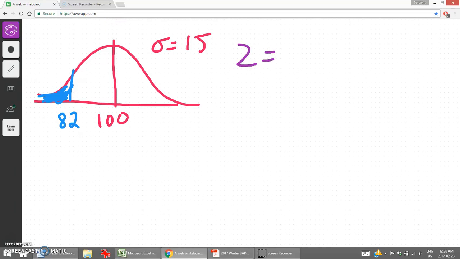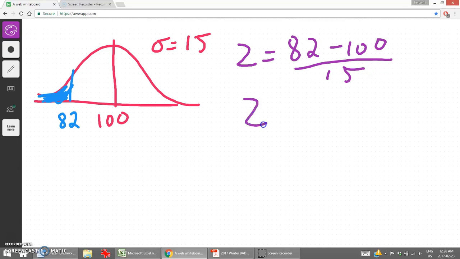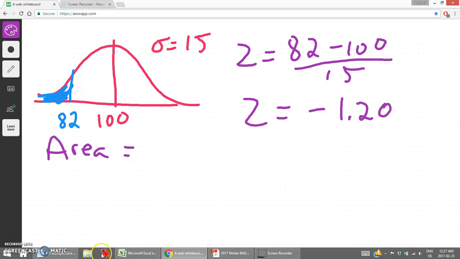So the first step in this process is taking the x value, 82, minus 100, divided by 15, the standard deviation. So z will equal negative 1.2. The z value is negative because it's on the left side of the distribution. Step 2 tells us we need to find an area associated with that z value of negative 1.2. So go back to our chart.